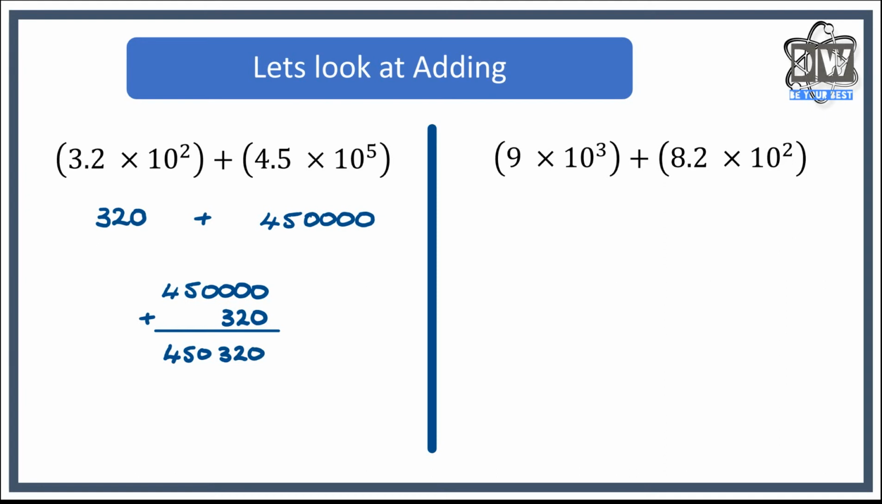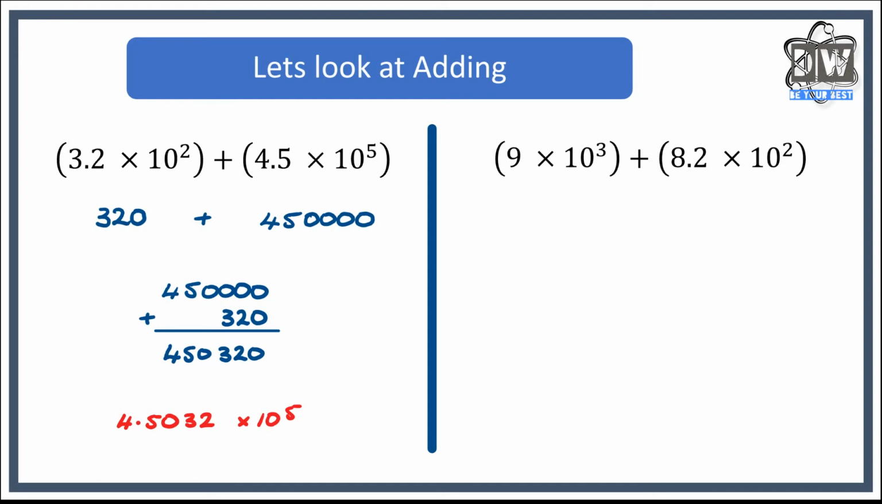Then all we need to do as the last step is put that number into standard form, which would give us this as our answer. We've got 4.5032 times 10 to the power of 5. And remember, you need to have watched the video on keeping in the positive standard form. So now that I've done that, if that makes perfect sense, pause the video and give the right hand side a go now, please.